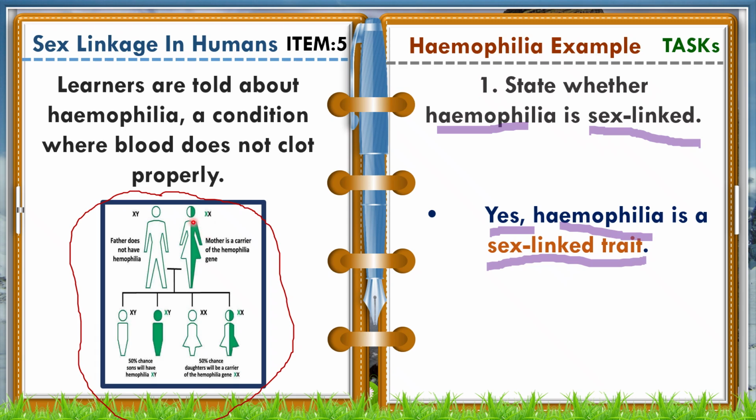Now when she starts distributing, for the girls, half will be carriers and half will be normal. But when it comes to the boys, one of the boys will be hemophilic and the other boy will be normal.